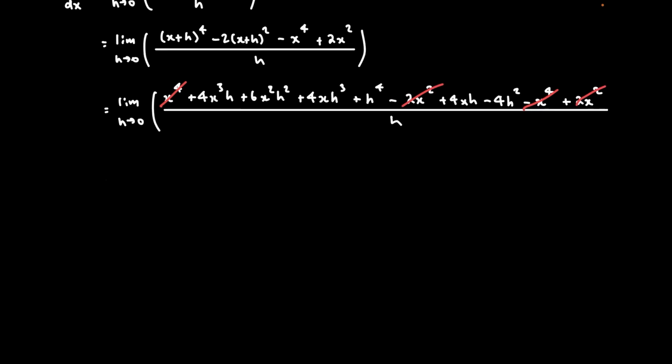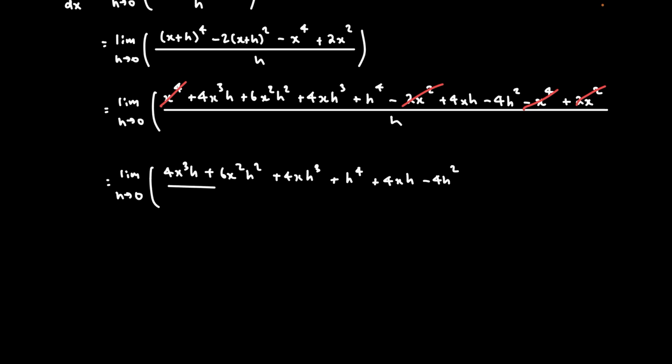Absolutely fantastic. So what we're left with is the limit as h approaches 0 for 4x cubed h plus 6x squared h squared plus h to the power of 4 plus 4xh take 4h squared. And all of this is divided by h. What can we cancel with h? Pretty much every term here we can cancel with h.